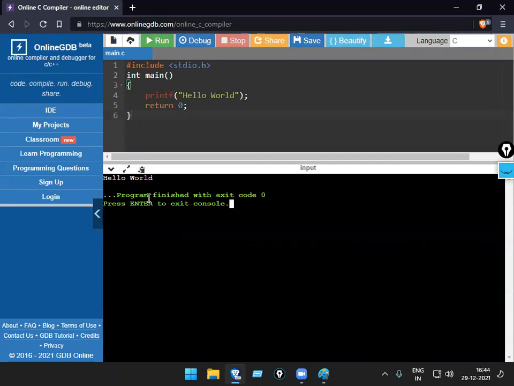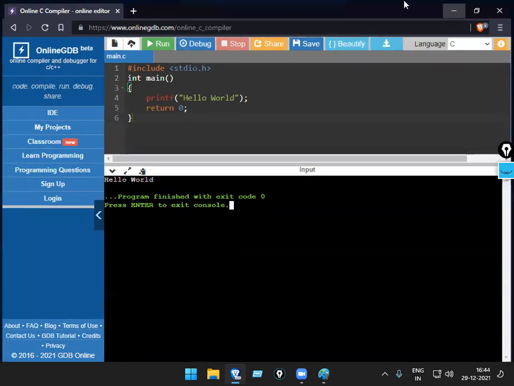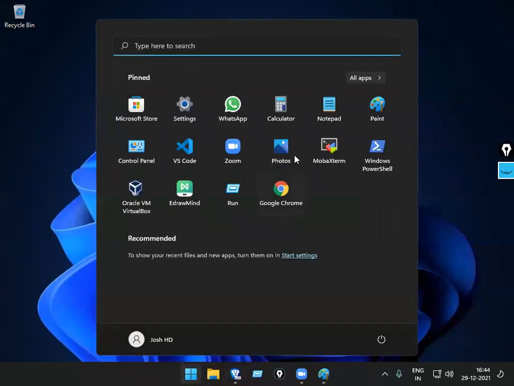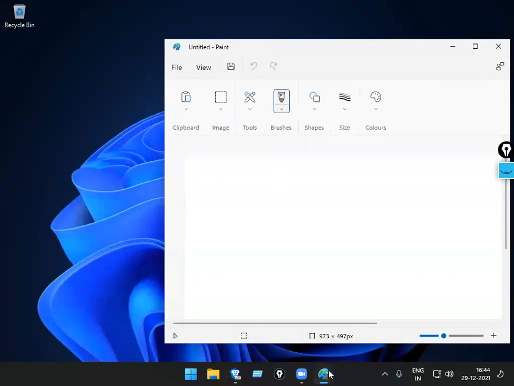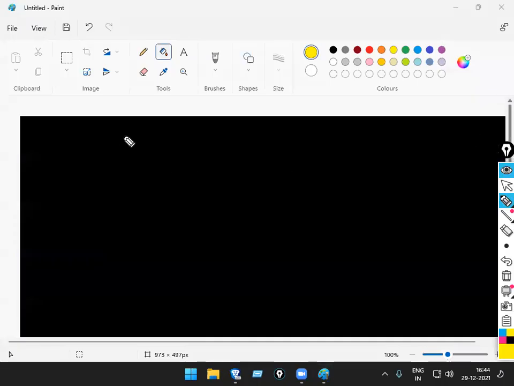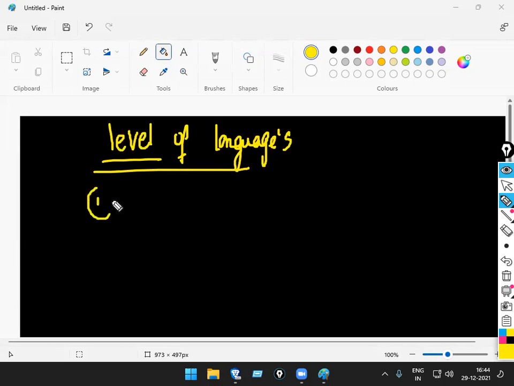Before understanding this part, first of all, you have to understand another concept called levels of languages. In the case of languages, we have three levels in total. The first level is low level.